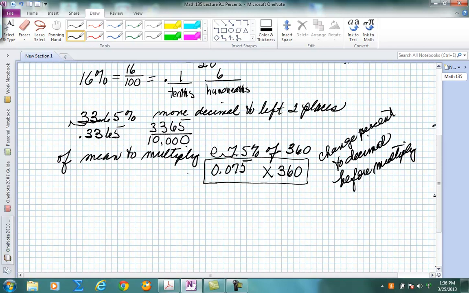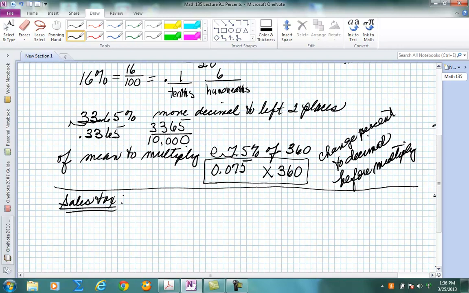Probably where you use percent most often is in sales tax. Everything we buy, and even some food items, so I think we don't always pay on all food items, but we have to pay a percent of tax. Now in Kentucky, we pay a 6% tax. So the decimal equivalent to that would be 6 hundredths.